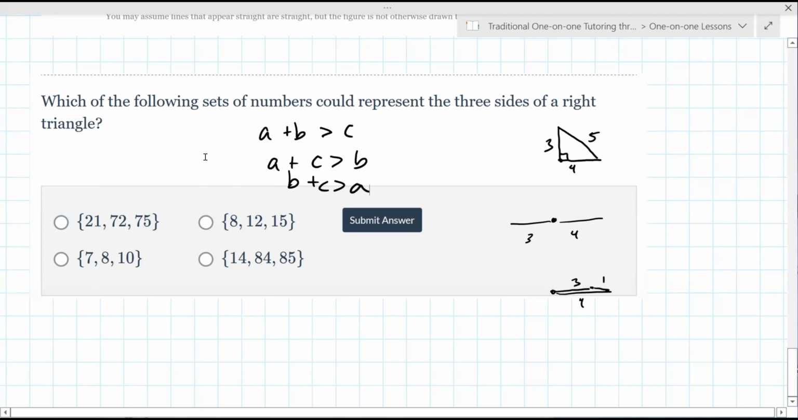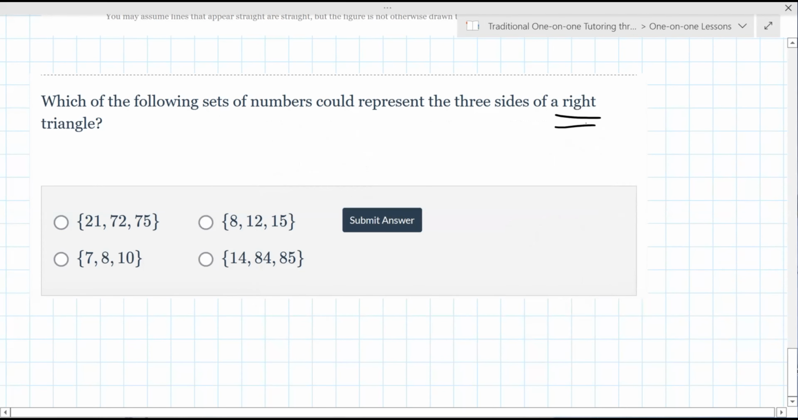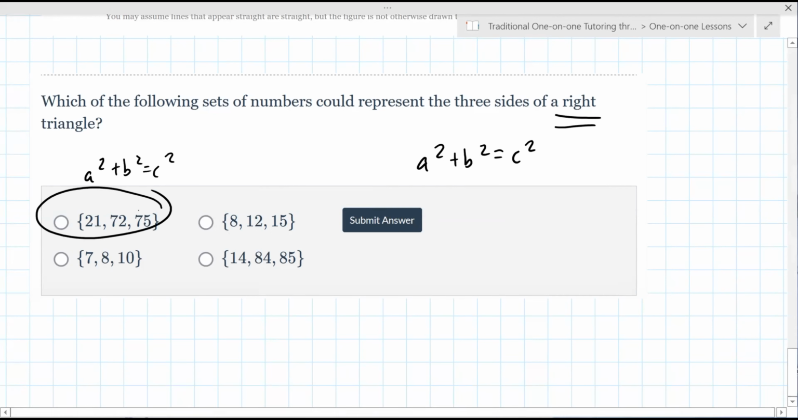Oh, you know what? I'm so sorry. I messed all this up. You were right. This says right triangle. I apologize. A squared plus B squared equals C squared. So I totally whiffed that. All right, let me see if I can do this quickly for you. I made this way too complicated. All right, so the first one is correct. That has the relationship A squared plus B squared equals C squared, like you were talking about. Let's check that.